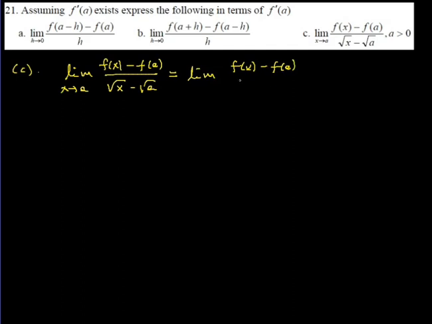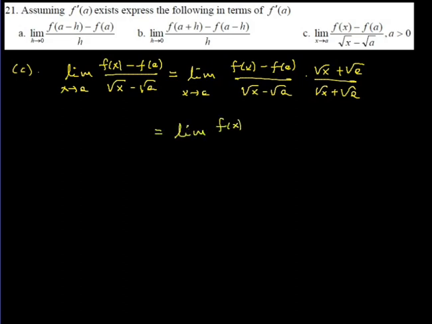Now let's go to the c part. Here we have the limit of f of x minus f of a over radical x minus radical a as x approaches a, in terms of f derivative at a. We need to rationalize it. So this is the same as the limit of f of x minus f of a over radical x minus radical a, times radical x plus radical a over radical x plus radical a, as x approaches a. So hence the limit of f of x minus f of a over x minus a, times radical x plus radical a, as x approaches a.